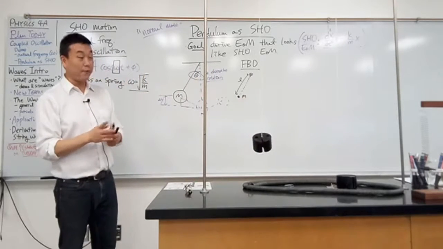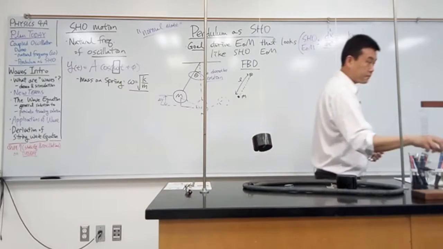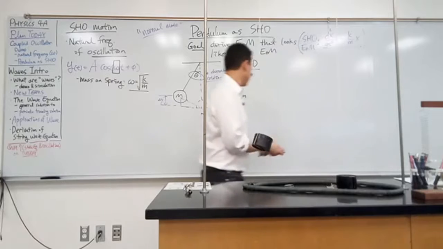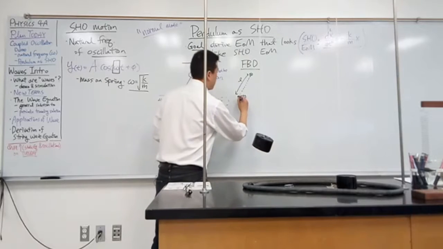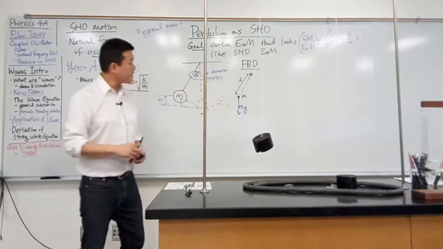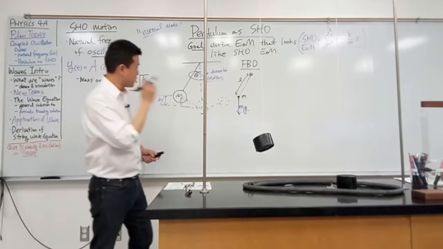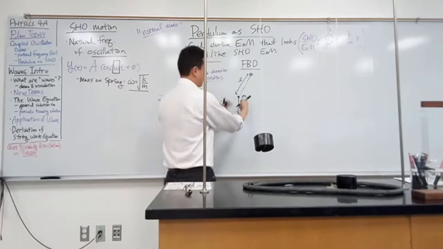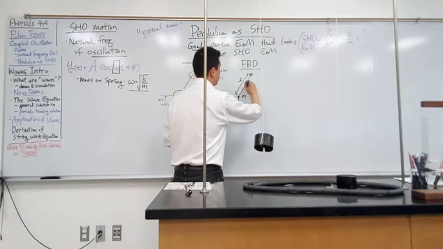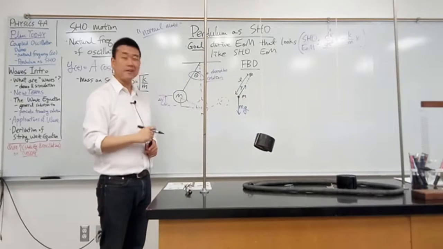I need to draw actual forces. What are the forces on this system? Yeah, there's going to be gravity, mg pulling it down. Any other forces? Yeah, so there's tension. If you're looking at the mass especially, there's tension pulling that way. Anything else?